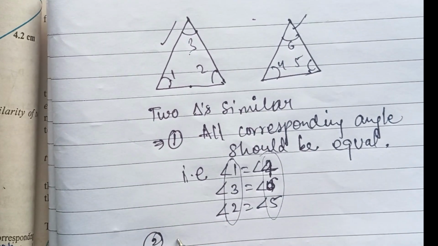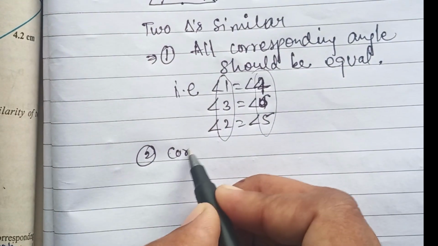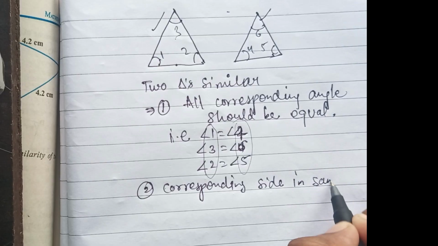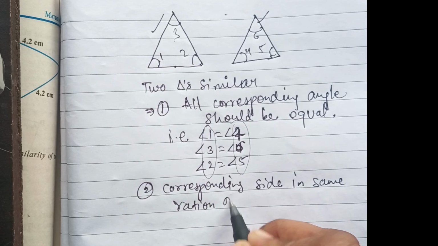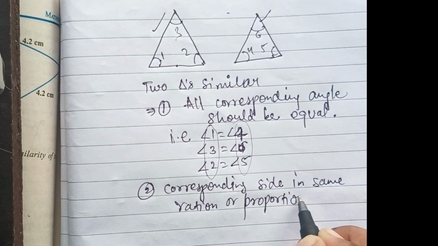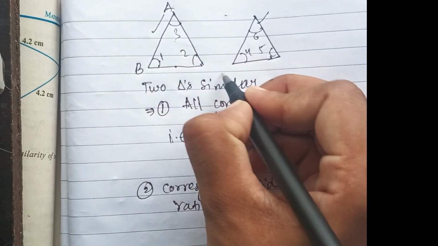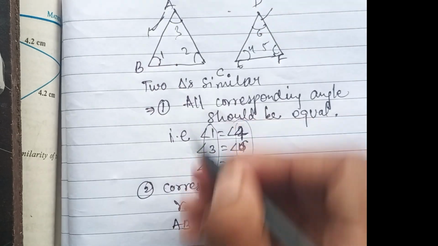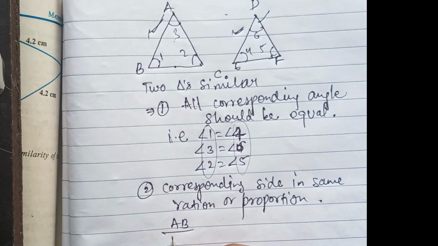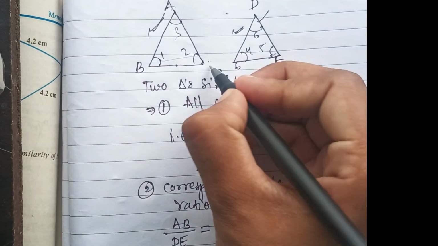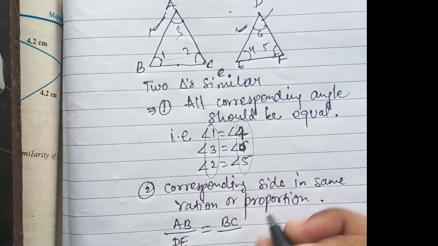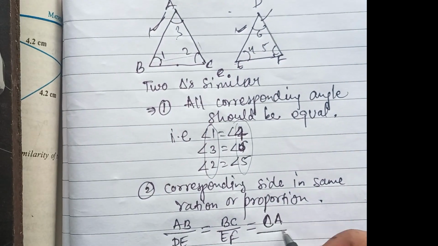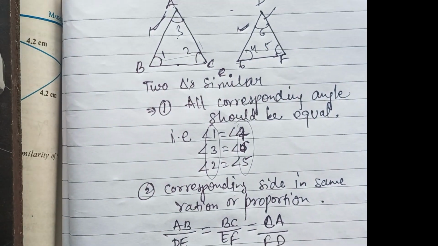The second condition: corresponding sides in the same ratio or proportion. What is that ratio and proportion? Name them A, B, C, D, E, F. One side of the first triangle, that is AB, upon the corresponding side of the second triangle, that is DE, should be equal to BC upon EF, and it should be equal to AC or CA upon FD. I hope this is clear.